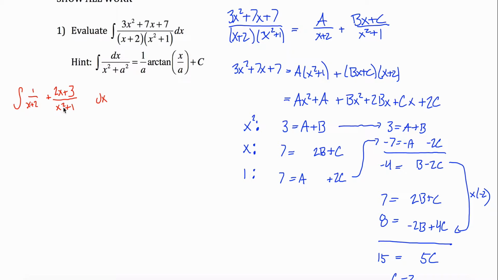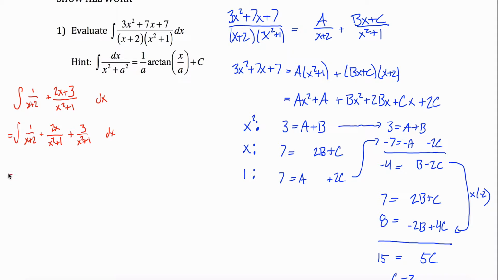And I'm actually going to take it a step further. I'm going to split this fraction up into two fractions. So I got the integral of 1 over x plus 2, plus the integral of 2x over x squared plus 1, plus 3 over x squared plus 1. And so I got the integral of this sum, which is just the sum of the integrals. In other words, I can deal with each of these guys individually.